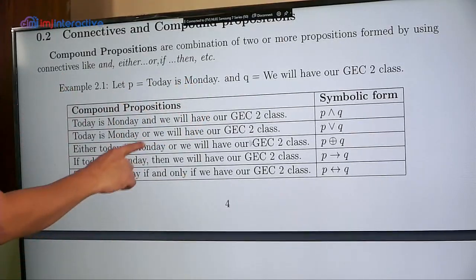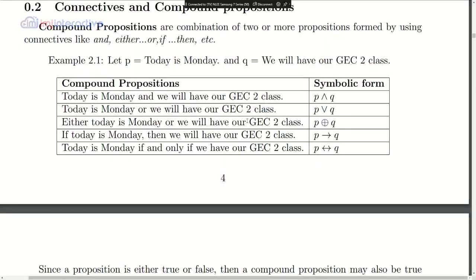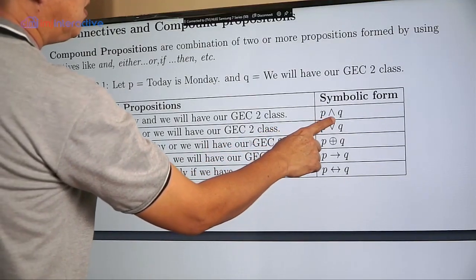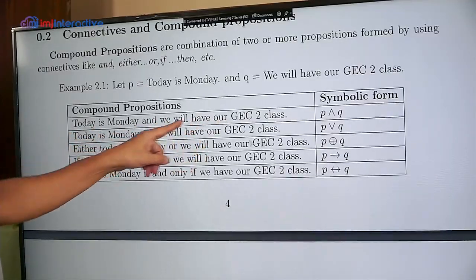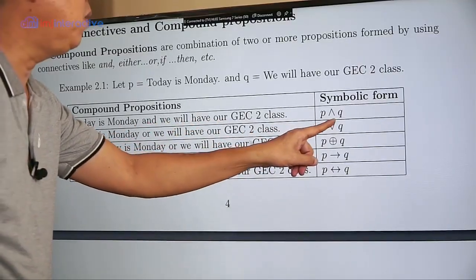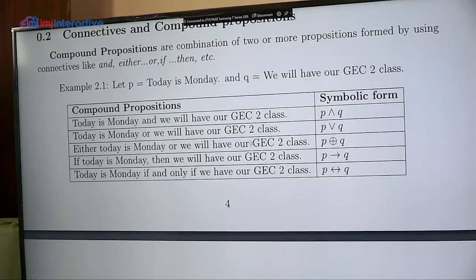Okay, the first connective is and. Today is Monday, and we will have our GE2 class. The symbol for and is an inverted V. So this is your proposition P, proposition Q, inverted V. In symbol, you will write it this way.